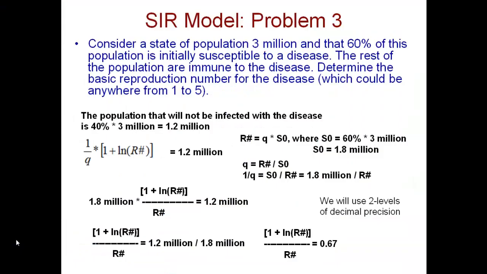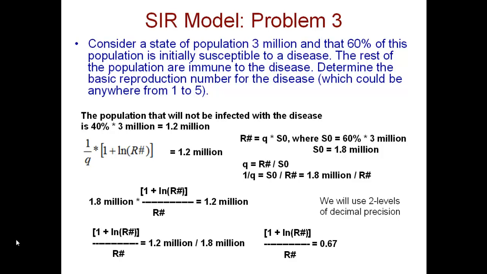Okay, so now we'll look at this problem. Consider a state of population 3 million and that 60% of this population is initially susceptible to a disease. The rest of the population are immune to the disease. Determine the basic reproduction number for the disease, which could be anywhere from 1 to 5.